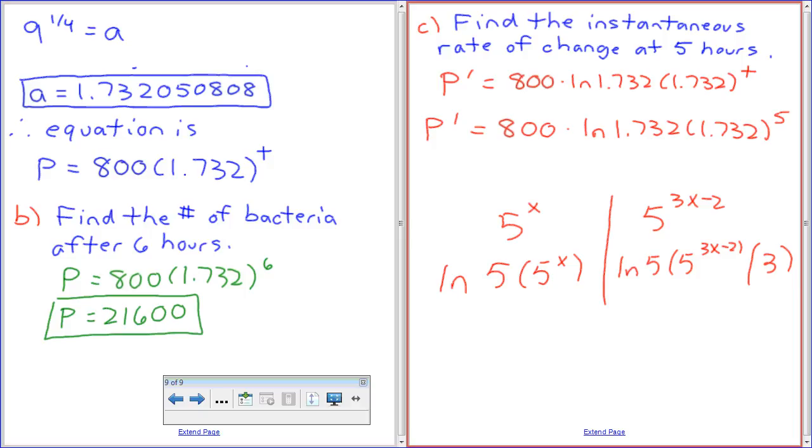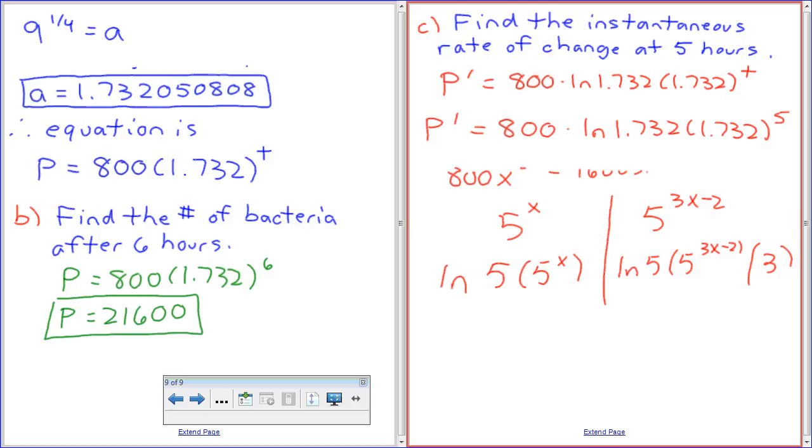Why do you keep the 800? Because think of it, if it was like 800x squared, that's times, right? So let's pretend it was 800x squared. That would be 1600x, right? You know what I mean? Because the coefficient stays. If it was added or subtracted, you get rid of it. But because it's times, it stays.